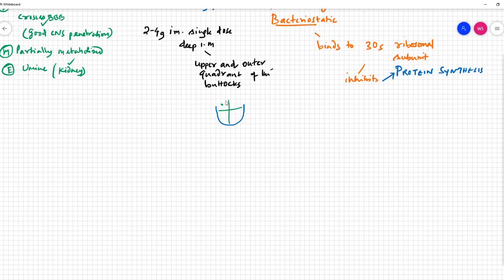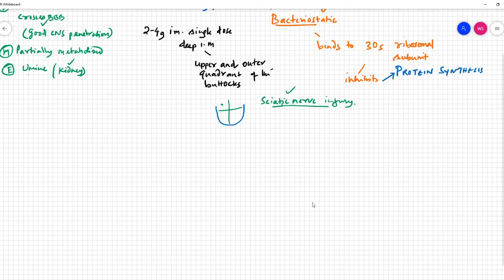Okay, why is it given in the upper and outer quadrant? Because down below there is the sciatic nerve. So if it is given at any other location in the buttocks, it may cause sciatic nerve injury that may result in paralysis of the legs. Okay, so to avoid that injury, it is administered deep IM in the upper and outer quadrant of the buttocks.